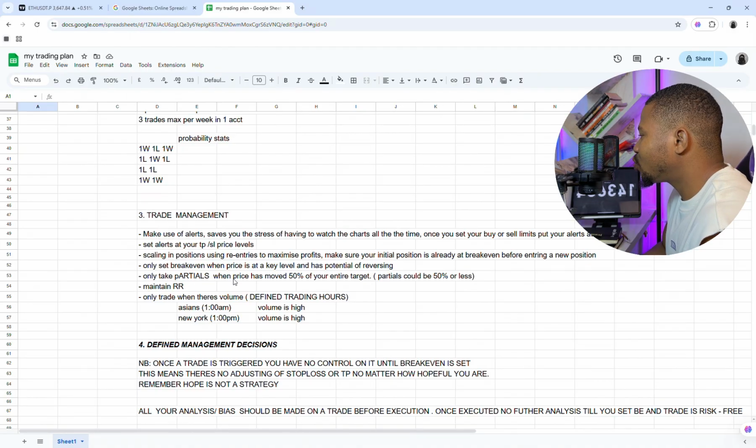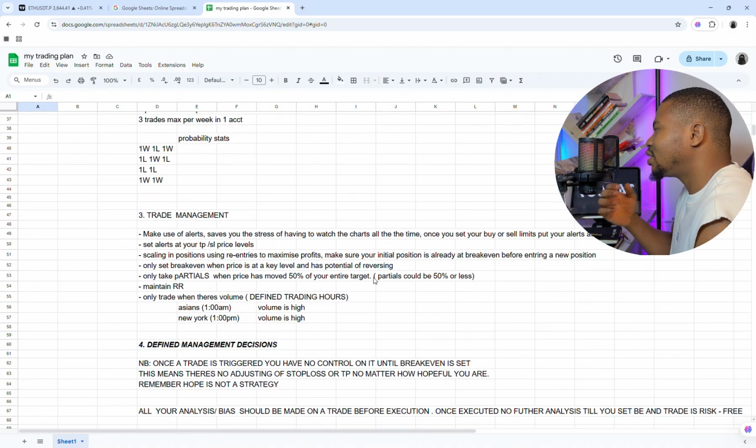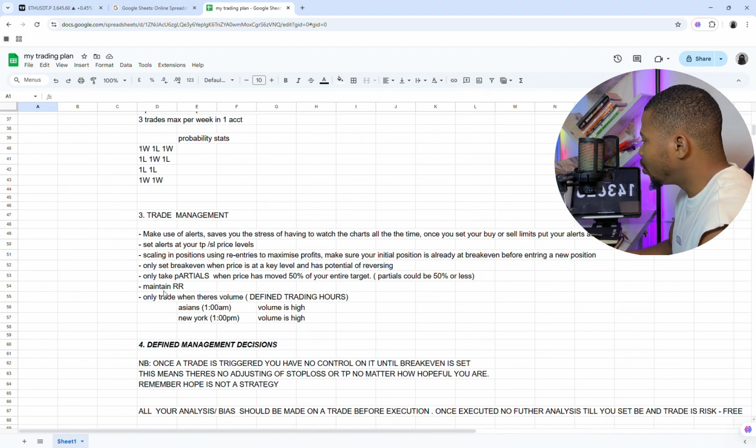Then only take partials when price has moved 50%. Taking partials actually comes when price has moved like 2 R, because my usual target is like 3 R. So if price has moved like 1.5 to 2 R, I usually book partials. So it all depends on the trade. I maintain risk to reward, and I will only trade when there is volume.